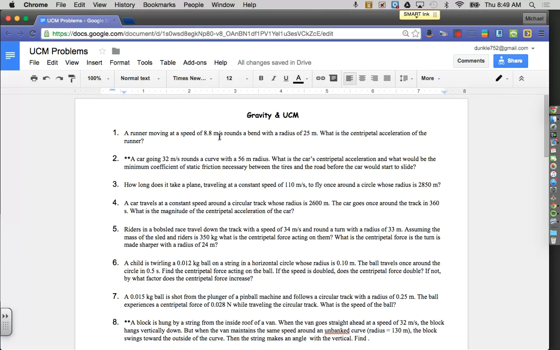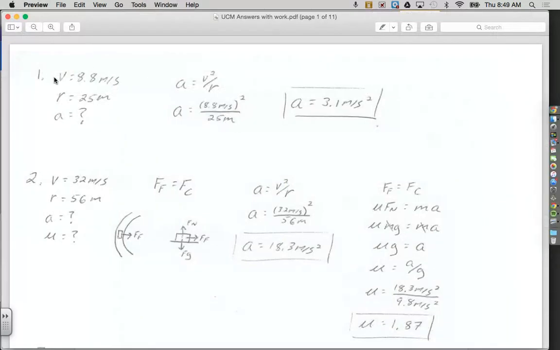First thing we're going to do with all of these problems is any numbers we're given, like 8.8 meters per second and 25 meters, we're going to pull those out and write those down. So here they are for number one. The velocity or speed is 8.8 meters per second, and the radius was 25 meters, and the question was asking for the acceleration. So I look at my equation sheet, and I say, all right, which equation has a in it, and also has the things I'm looking for?